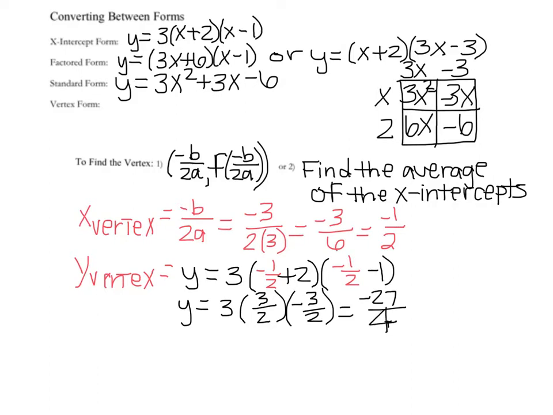Now, I can plug this back into vertex form that we learned last week. I have y is equal to the stretch factor, which is 3. Then I have x minus the x-coordinate. If I'm subtracting a negative 1/2, that's the same thing as adding 1/2. And then I have squared, and then I have adding the y coordinate of the vertex. So minus 27/4.